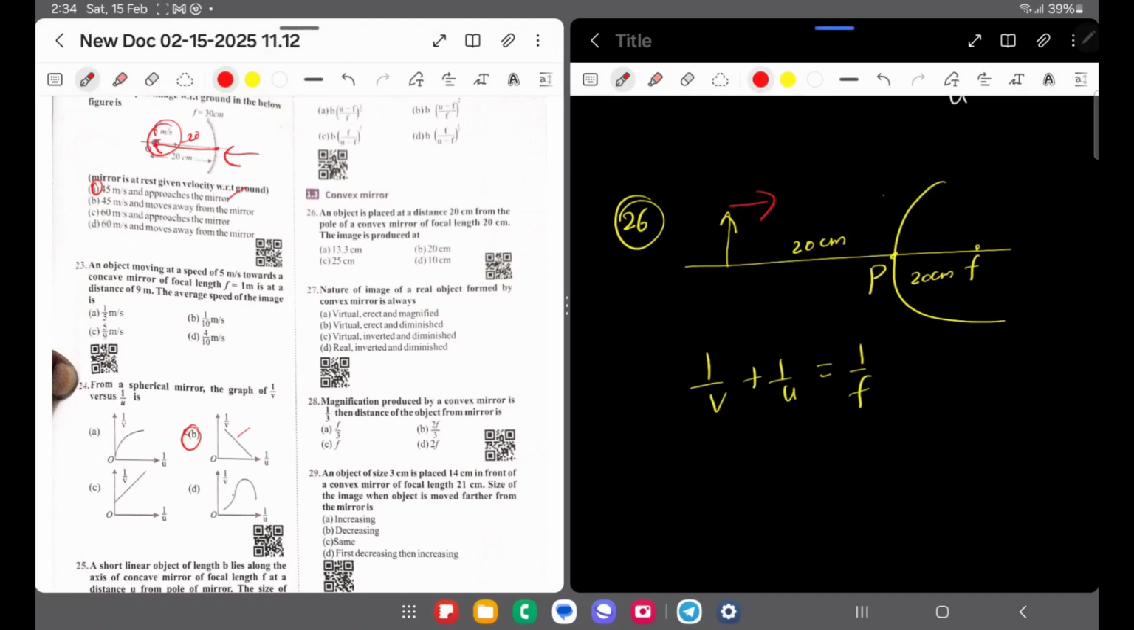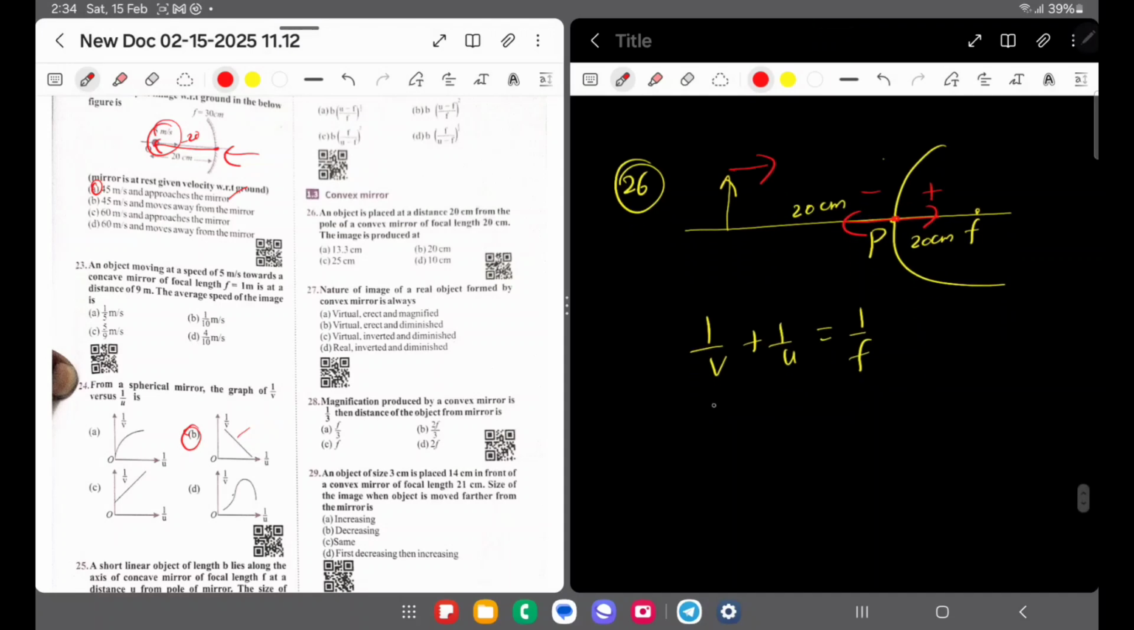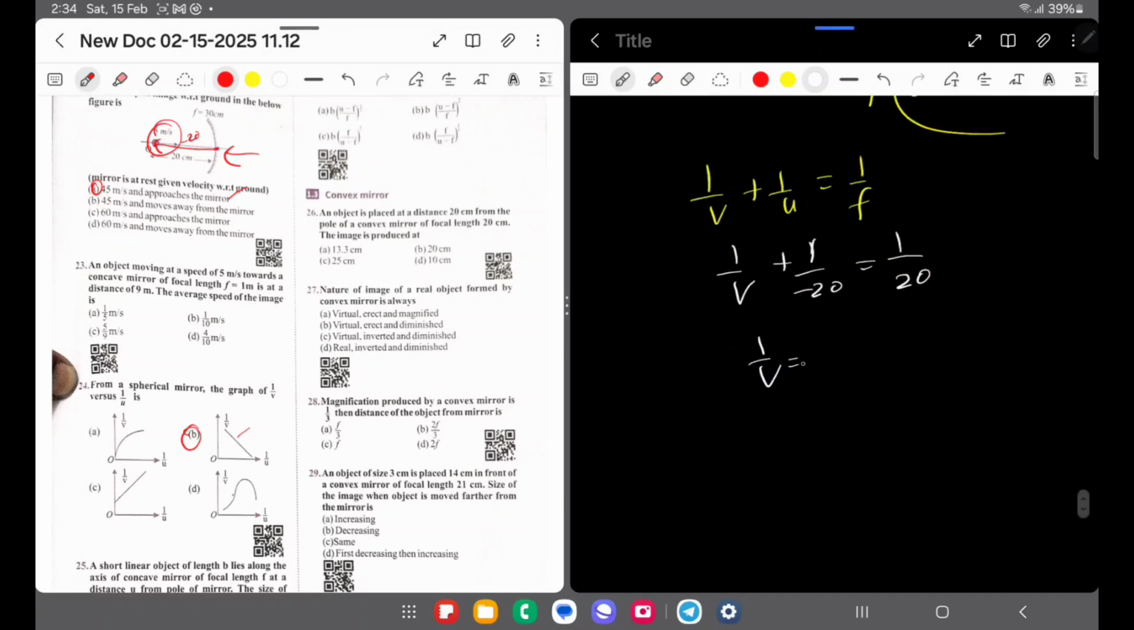The object is placed over here, with the light ray's incident direction from the pole. If you measure the horizontal distance in this direction, it's positive. If you measure it opposite to the incident ray, it's negative. As per our sign convention, u is minus 20 whereas f is plus 20. So 1 by v equal to 1 by 20 plus 1 by 20, which is 2 by 20, that is 1 by 10. So v equal to 10 centimeter. That should be the answer.